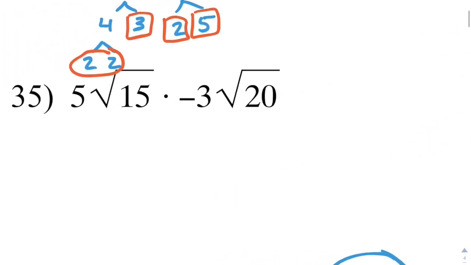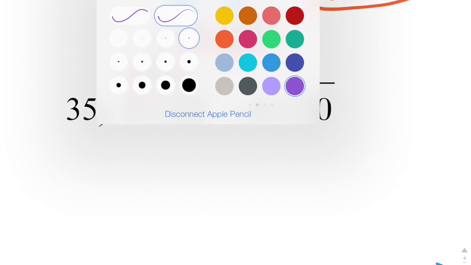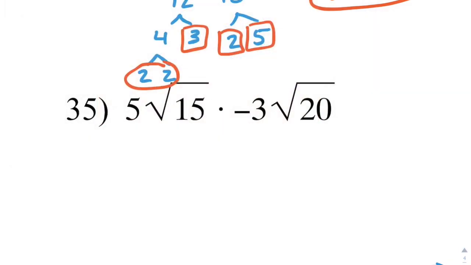All right. Number 35. This one's going to be quite a large number. Let's see what we get. We get 5 times negative 3 is negative 15. And then we have 15 times 20, which ends up being 300.